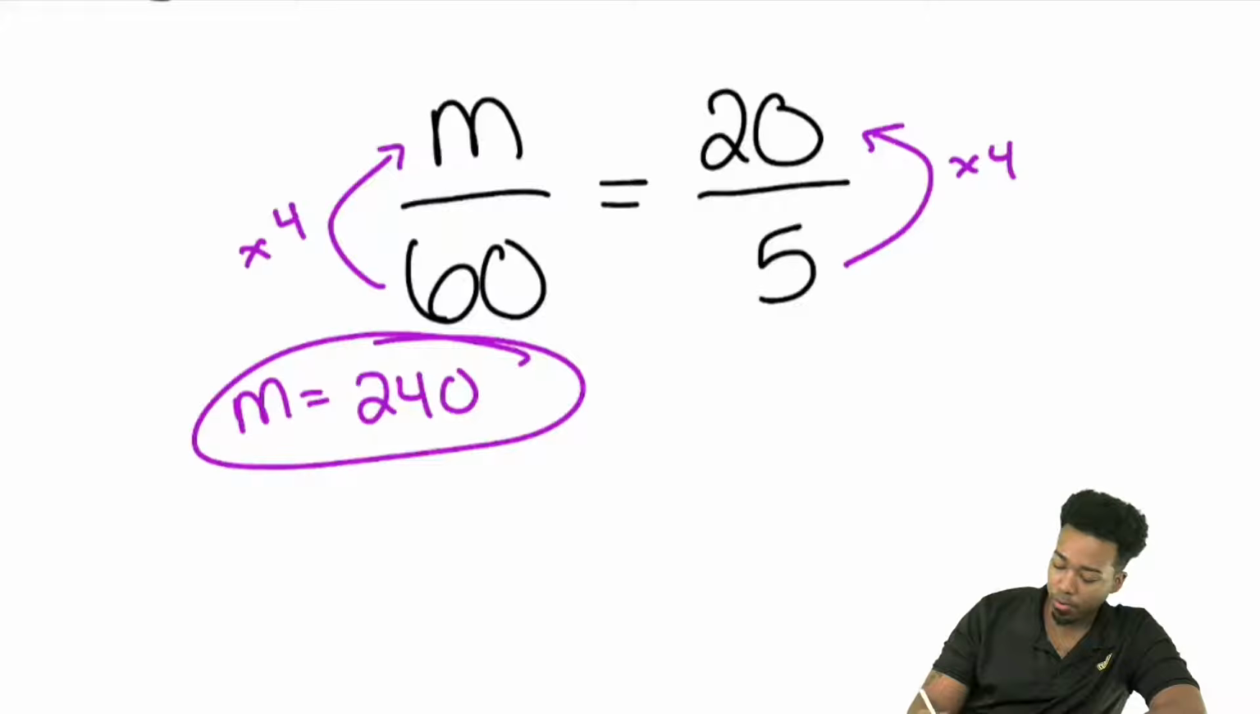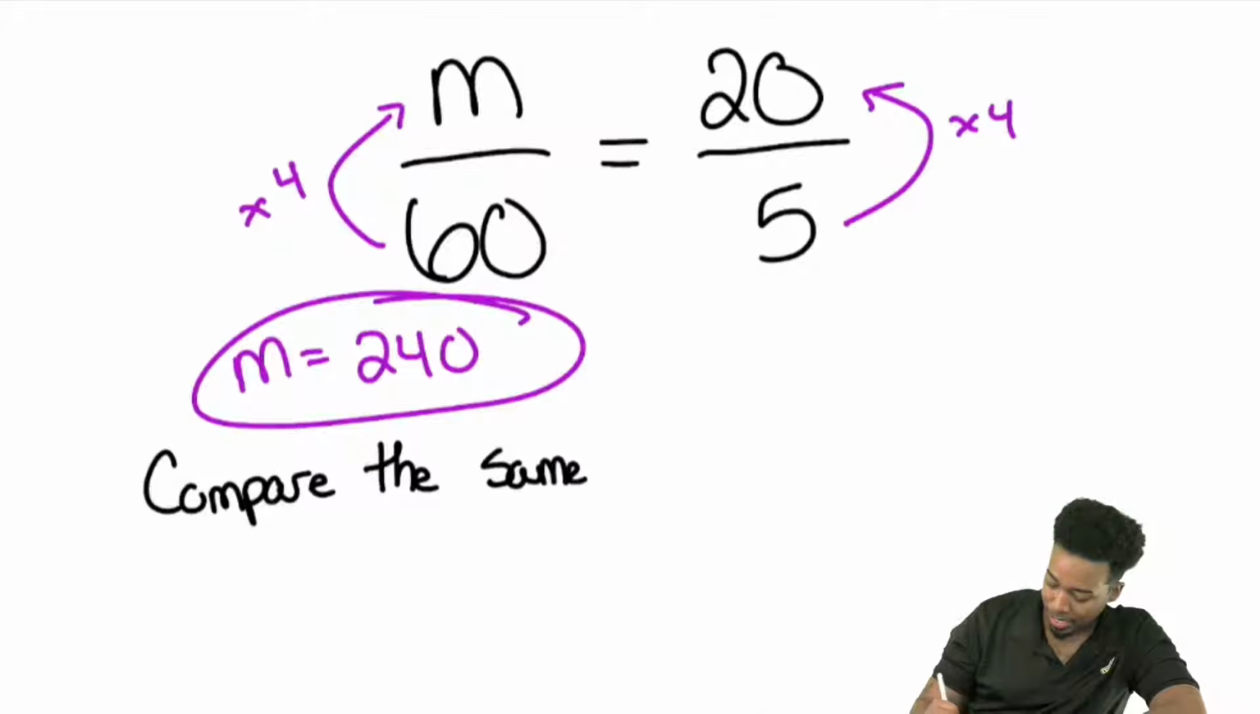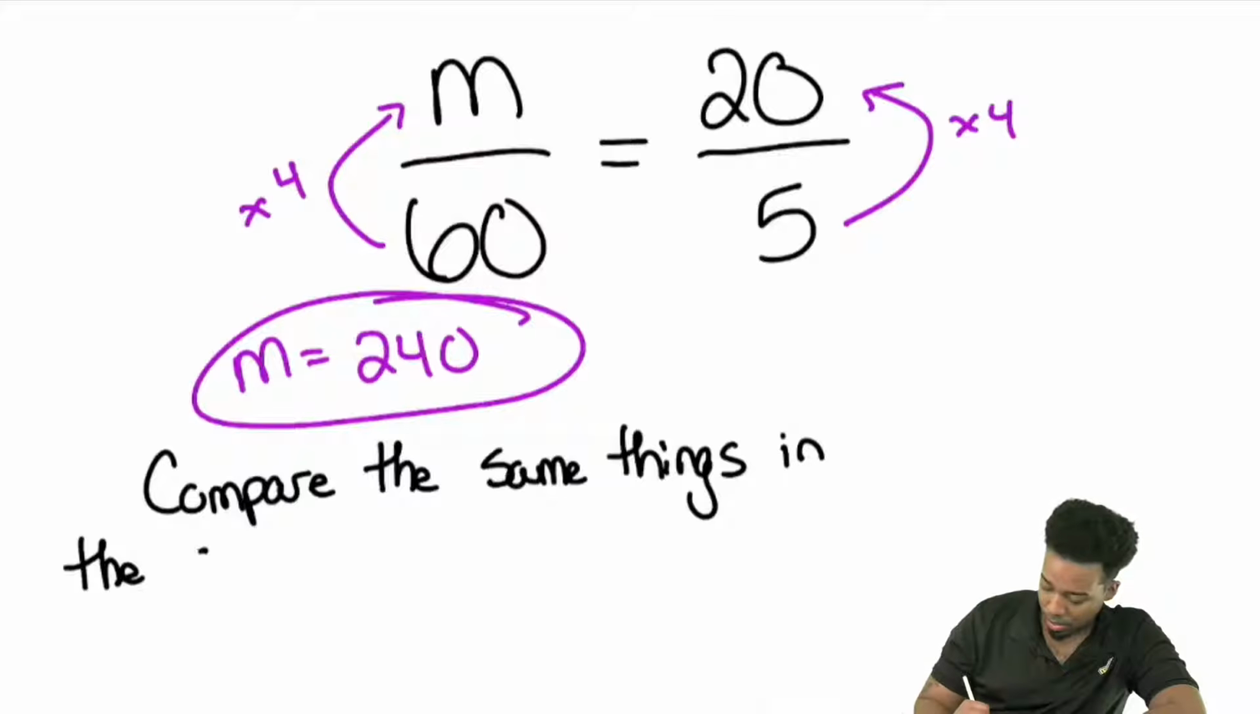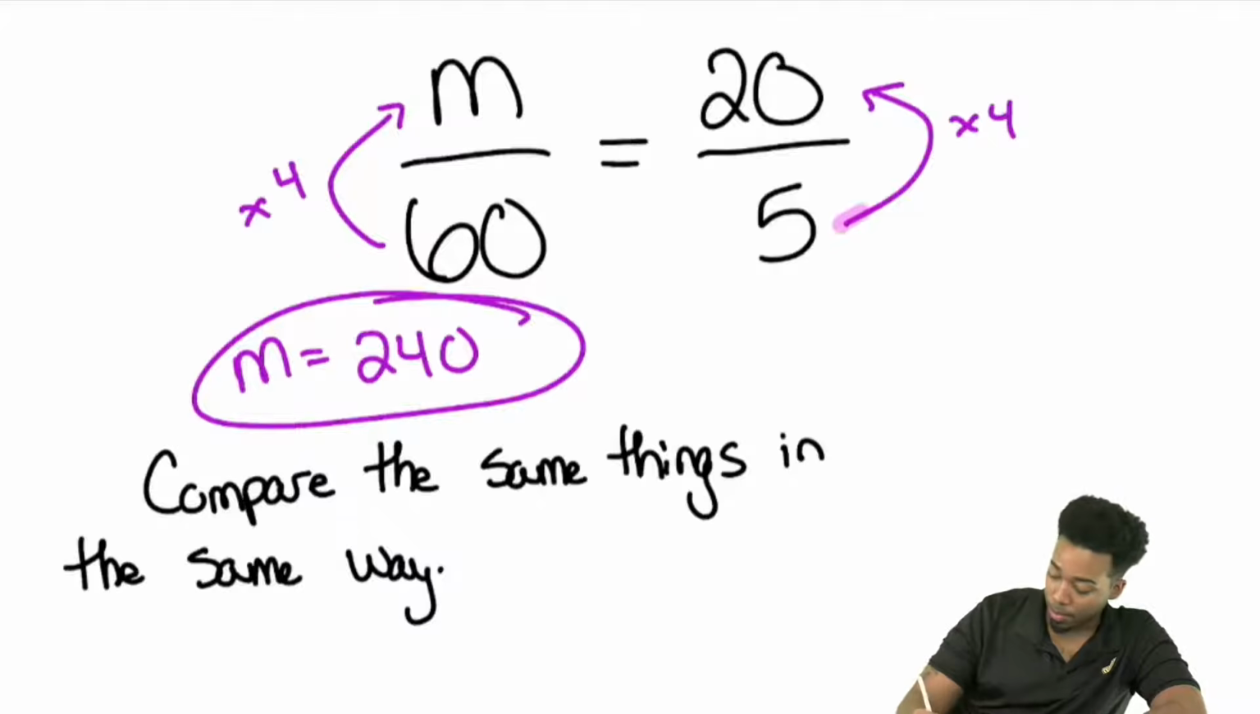I got the 4 from, again, the comparison. Again, write this down. I got you. Compare the same things in the same way. So if I'm going, again, bottom to top on the right side, I'm going bottom to top on the left side.